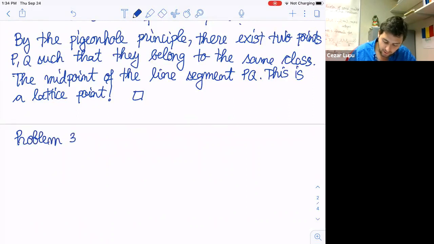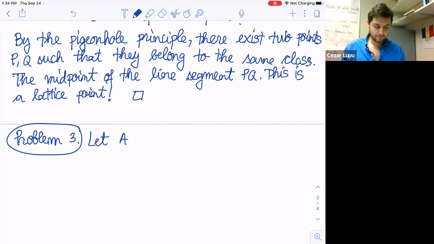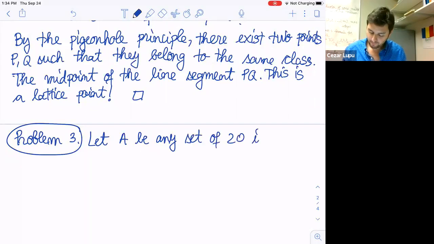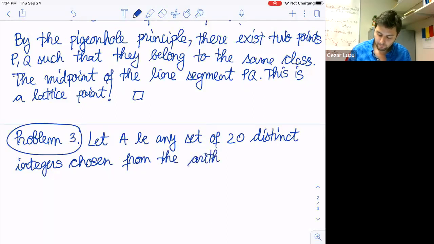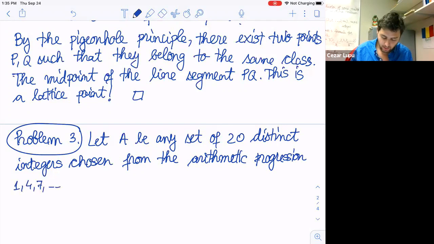Again, this was problem 3, an easy one. It says the following: let A be any set of 20 distinct integers, chosen from the arithmetic progression 1, 4, 7, and we go all the way to 100.